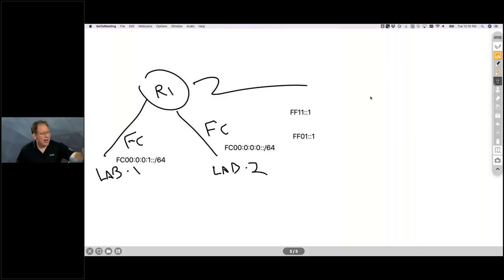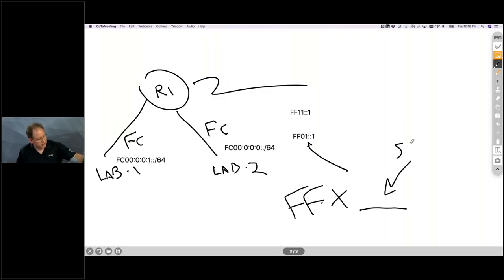So remember this bit here. If I flesh it out a little bit, FFX, and then this bit right here is the scope. You don't really want to set that to anything less than a 2, right? A 2 means link local scope.